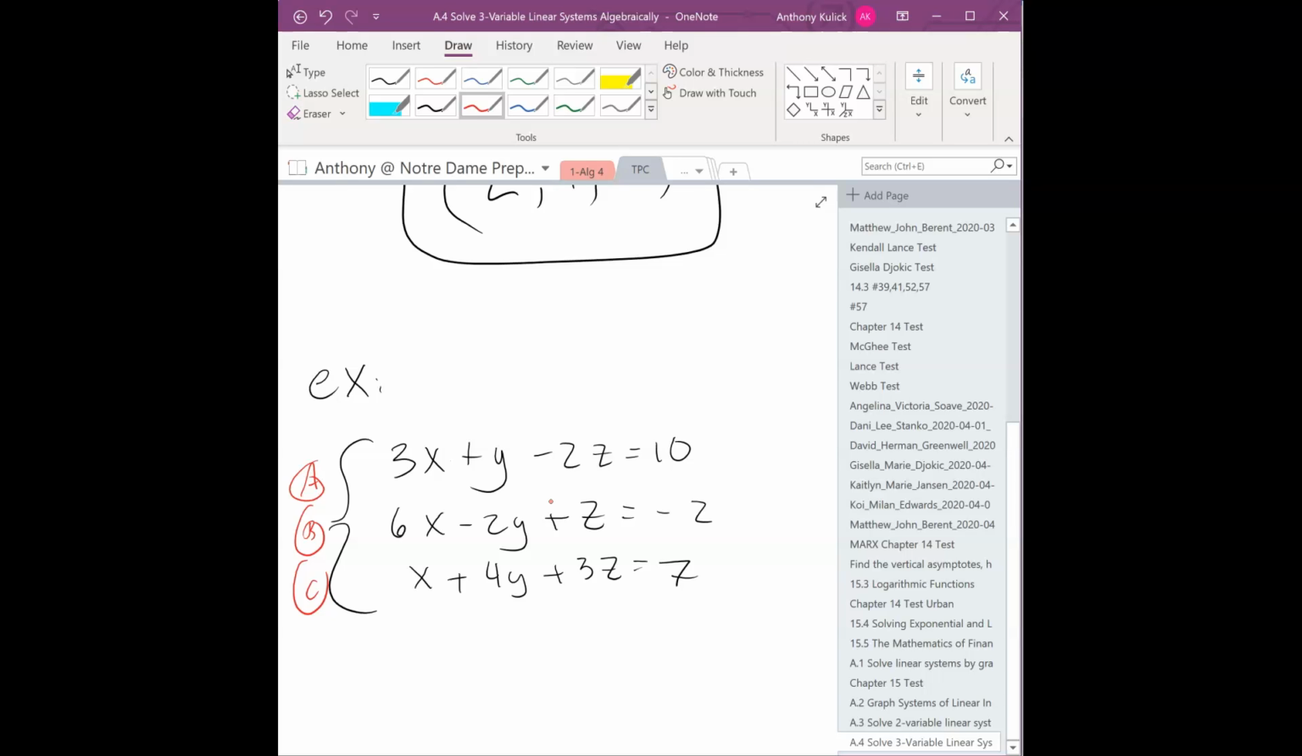Let's say, for the sake of argument, I'm going to choose to use equation B. So I'm going to eliminate the z's from equation A and equation C using equation B. So let's look at equation A first. What do I have to multiply equation B by to eliminate the z's from equation A? Well, I need this to be a 2z, so I'll multiply equation B by 2.